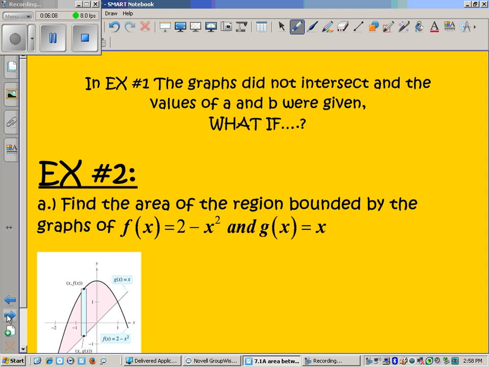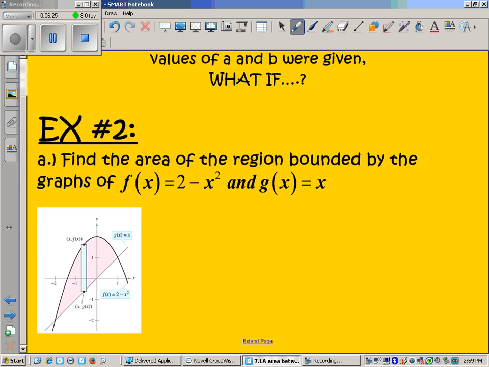In example number 1, the graphs didn't intersect, right? And the values of a and b were given to us. They gave us x equals 0 and x equals 1, so we knew we had to integrate from there to there. What happens if we make it a little bit harder on us? So look at example number 2.